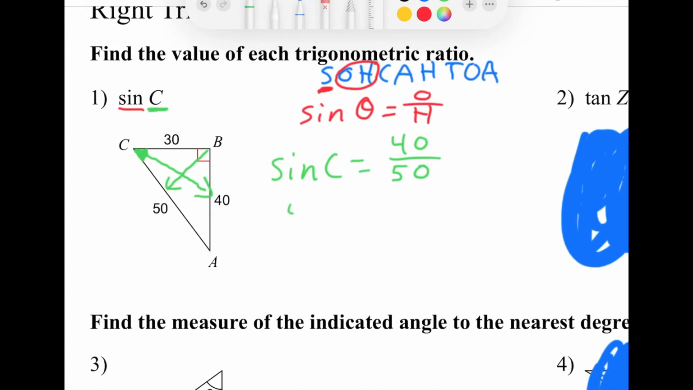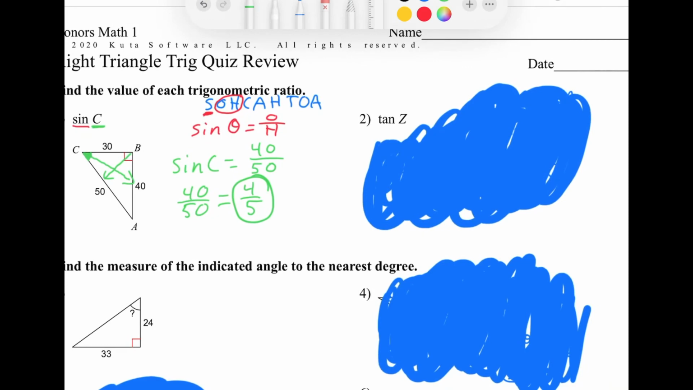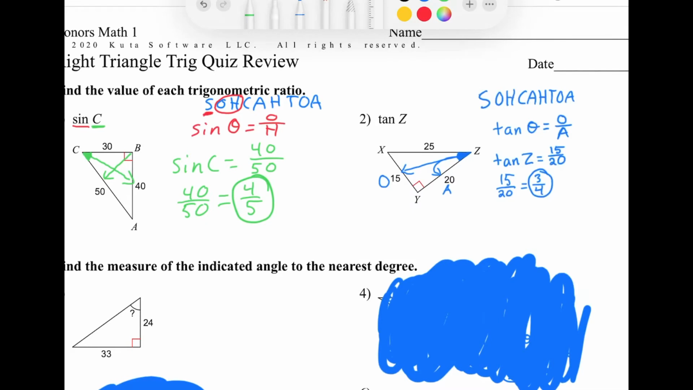So our answer is 40 over 50. If we wanted to simplify it, it would be 4 over 5. And that would be our answer. So if you will, pause the video and try number 2. Number 2, you should have gotten 3 over 4. So let's go on to number 3.